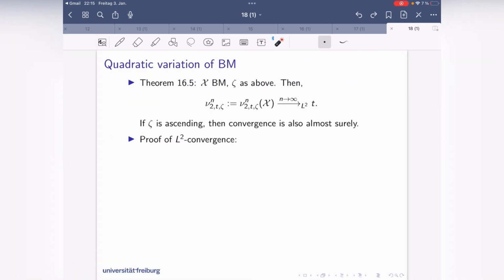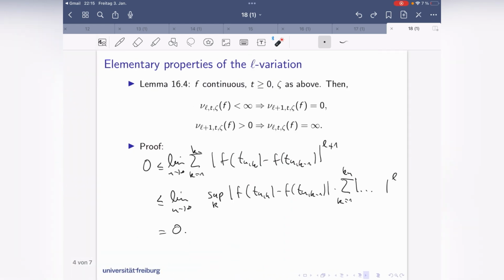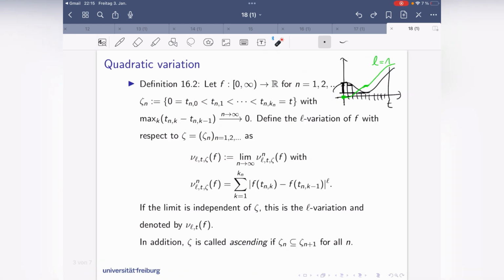So there are two things here to consider. The first is this here always holds as long as theta just converges somehow, then the quadratic variation here converges in L2. And if theta is ascending, which means, I define it here, that it's finer and finer, so I just add new times in the new partitions.